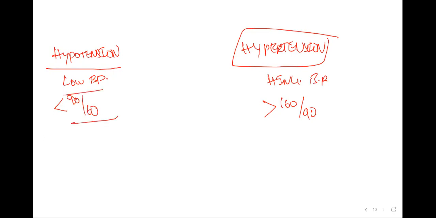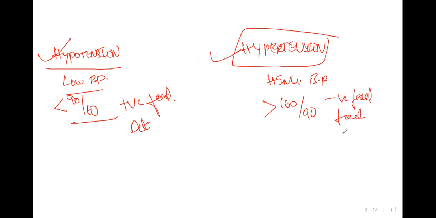So what will happen if a patient of hypotension comes? If a patient of hypertension comes, the negative feedback mechanism will be activated. For the hypotension patient, the positive feedback mechanism will be activated.